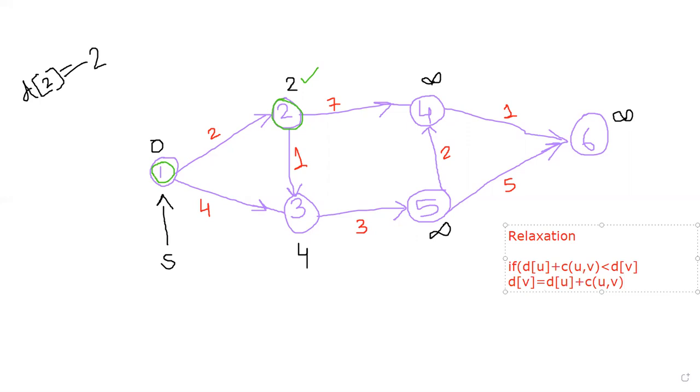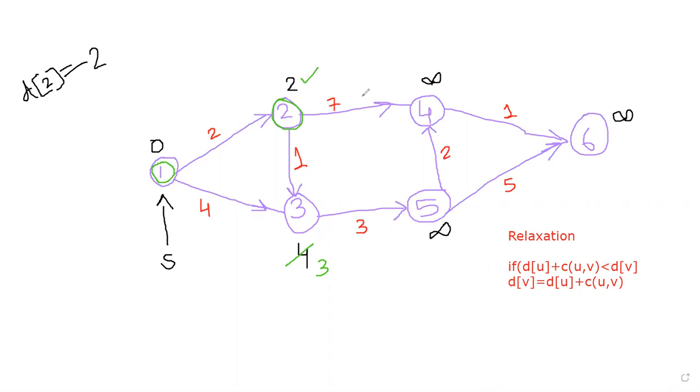Right now, what is the value of u? It is 2. What is the value of v? It is vertex 3. So d of u means d of 2, it is 2. And c of u comma v, that is c of 2 comma 3, is 1. So you calculate 2 plus 1 is less than d of v. V is 3, so d of 3 is 4. 2 plus 1 is 3. Is 3 less than 4? Yes. Then you have to update the value of v. So you cancel the value of 4 and write it as 3.